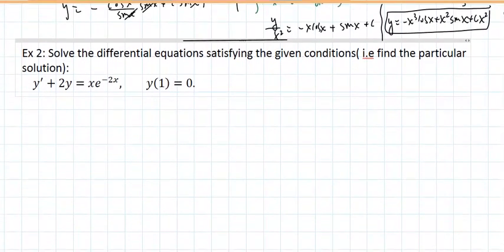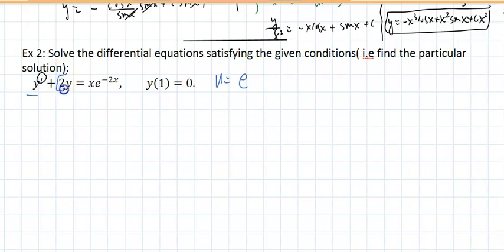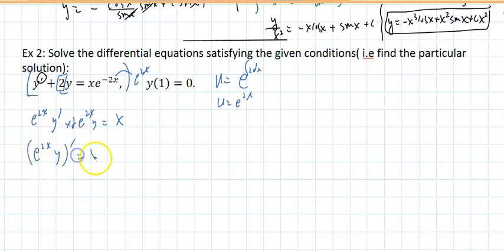And here we are again. This is a first order differential equation that is linear because those are not multiplied. I'm going to let u equal e to the integral of 2 dx. U is going to equal e to the 2x. Multiply this by e to the 2x. That will be e to the 2x y prime plus 2e to the 2x y equal, if I multiply this, those under each other, that's x. This is e to the 2x y prime equal x.